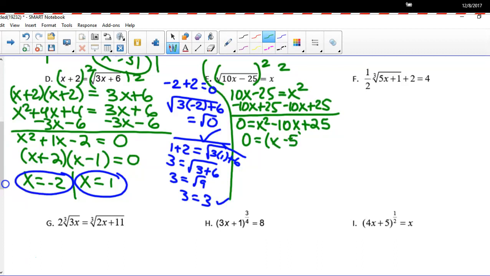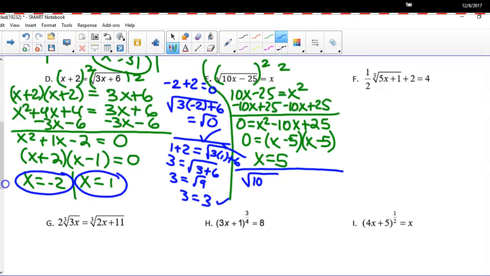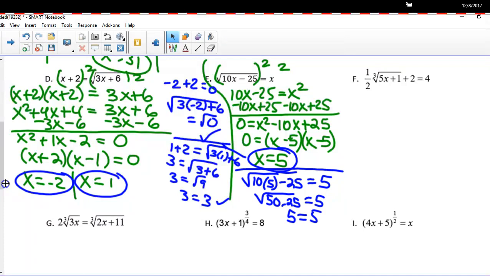This is x minus 5, x minus 5. So our only solution in this problem is 5. We're going to substitute back in to see, does it check? Remember to put it back into the original, not where you solved. All right, so that's square root of 50 minus 25, and that's 5. So that does work. Both sides are equal to 5.